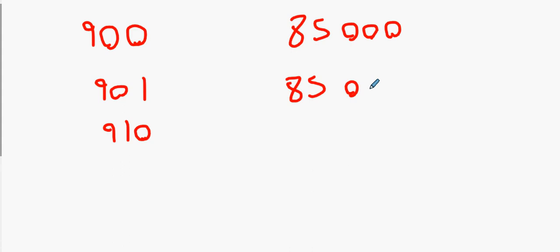Okay. So example is 900, 1 significant figure. 901 is 3 significant figures because the 0 is sandwiched in between them. 910 is actually only 2 significant figures because the 0 is at the end. I'll give you another example. 85,000 is 2 significant figures. 85,001 is 5 significant figures because the zeros are sandwiched in between. 85,100 is 3 significant figures because the zero is at the end.